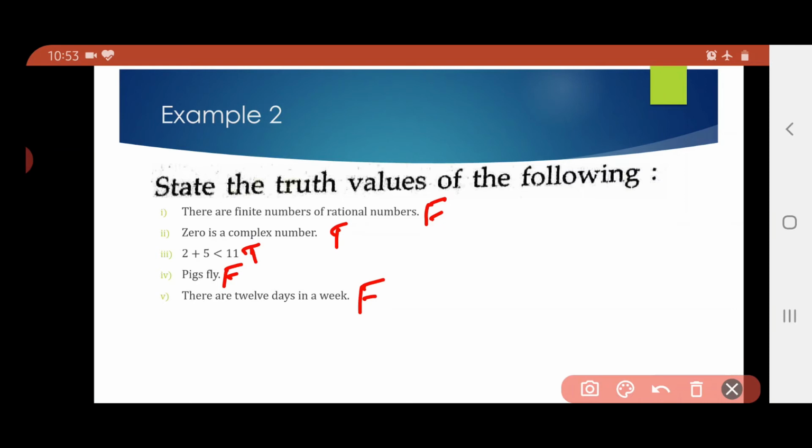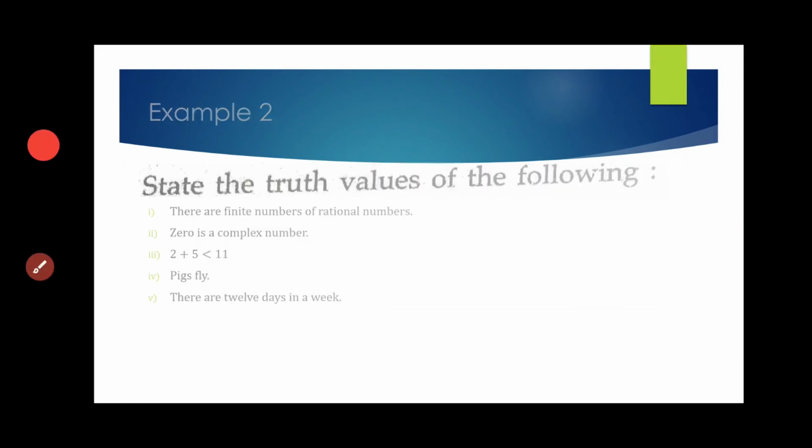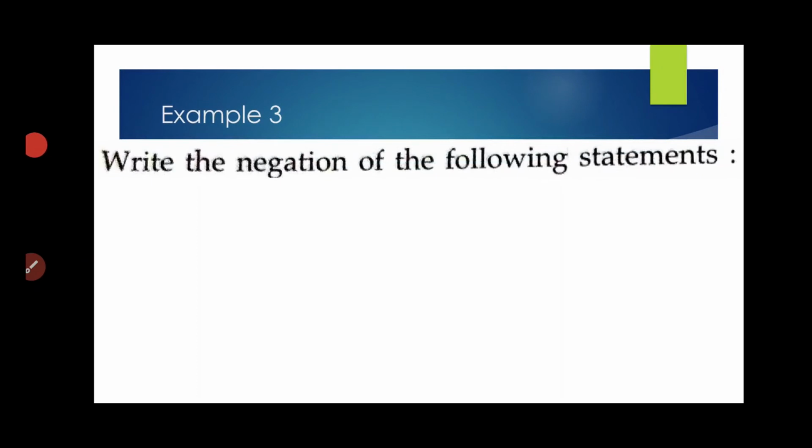Fine. Now let us move to example number 3. Number 3, we have to write the negation of the following statements. Now, first let us take a statement and then let us write its negation. Negation means it is more like what you have done in your junior classes, writing affirmative and negative sentences. So 17 is a prime number. So this is your statement given. So you want to negate it. Negate it means you are trying to write the opposite of it.